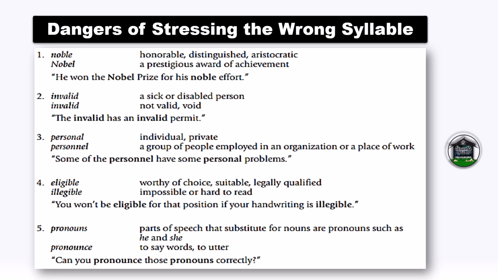Invalid, invalid. The invalid has an invalid permit. Personal, personnel. Some of the personnel have some personal problems. Eligible, illegible. You won't be eligible for that position if your handwriting is illegible. Pronouns, pronounce. Can you pronounce those pronouns correctly?